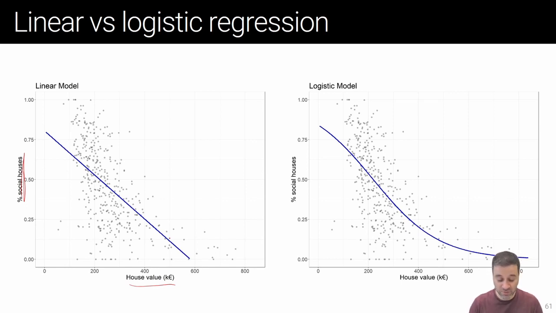But what's the problem? Well, first of all, for very low values in here, we're never going to be able to predict something close to 1. And it's going to give us negative predictions beyond almost 600. So we have a prediction of a value over here. It's going to be somewhere negative. And that prediction doesn't make any sense. There's no such thing as a negative fraction of social houses. Just like if we were able to go over there, it will give us something above 1, which doesn't make sense. So it's not really accounting for the bounds. We can have predictions that don't make any sense.